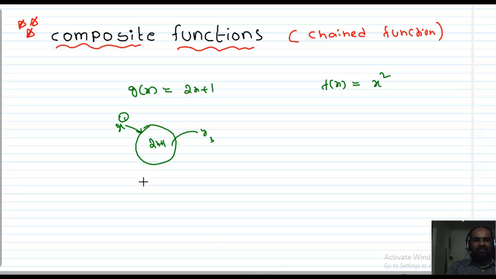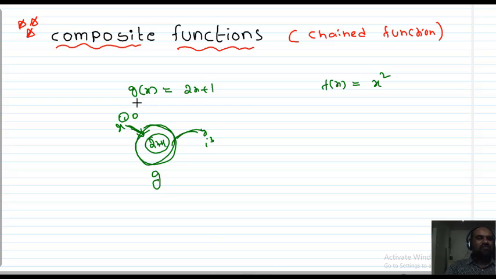3. If input is 0, under this rule your output is 1. Okay, function means just like that. This is a machine, something you are inserting, something you are getting as output. Under what condition is this machine working? Under this rule this machine is working. The name of this machine is given as G machine. G machine output depends upon the input, because the G machine rule is 2x plus 1.